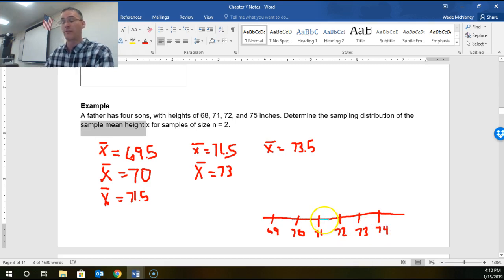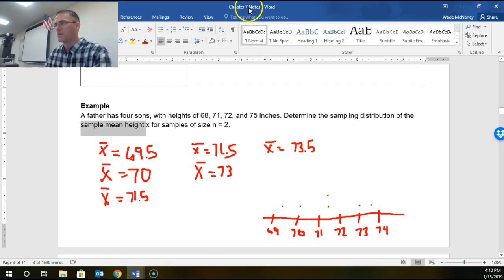By the way, this is what you should have done yesterday with your German tank simulation for your 15 samples. It's done this 15 times, found all 15 of these and made a dot plot. Your dot plot for this particular example would look like this. We have a dot there at 69.5, a dot at 70, 2 dots at 71.5, a dot at 73, and a dot at 73.5.